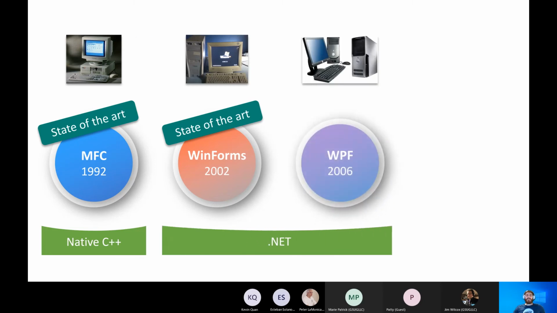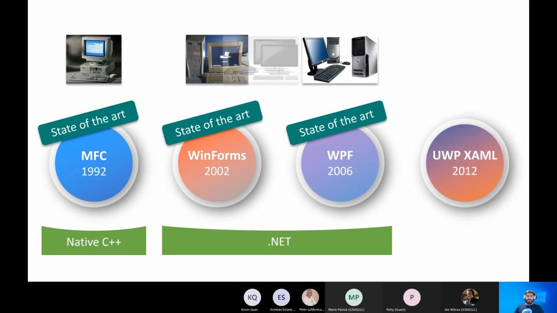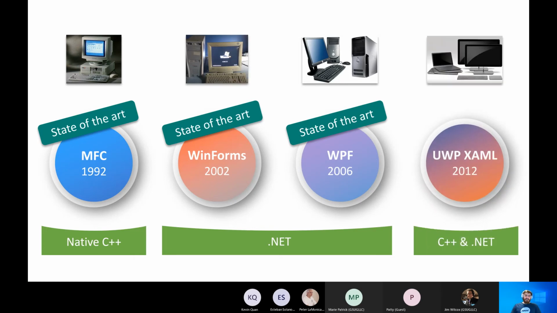4 years later, we had WPF, also on top of .NET. But of course, the tooling that we have for WinForms couldn't be easily converted to WPF. And again, that was the third state-of-the-art framework that we had. Not long after, 6 years later, we shipped UWP XAML in 2012, and then we actually supported both languages. We supported both C++ and .NET languages.